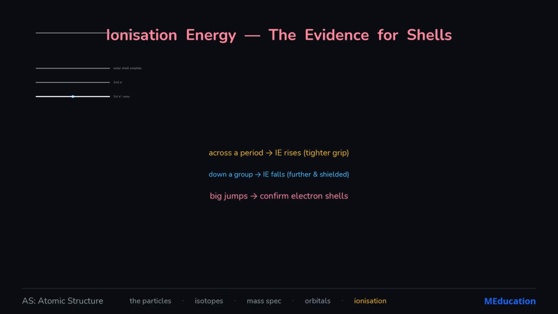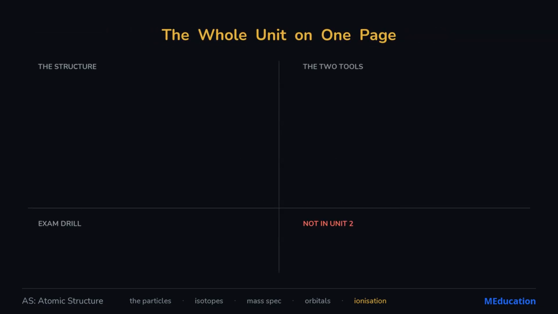2 clear trends to take away. Across a period, ionization energy generally rises, the growing nuclear charge grips electrons tighter. Down a group it falls, outer electrons sit further out and shielded, so they leave more easily. Those big jumps confirm the shell structure we just drew, the atom's whole logic exposed.